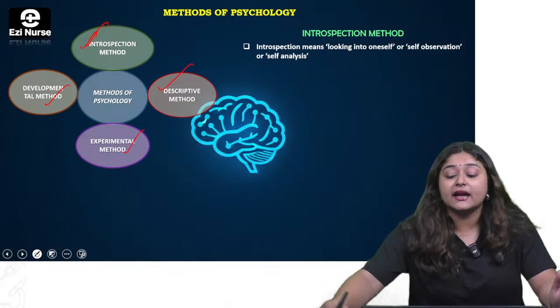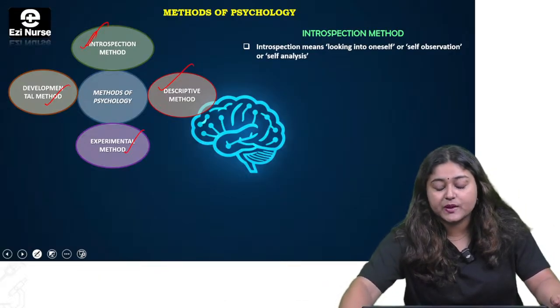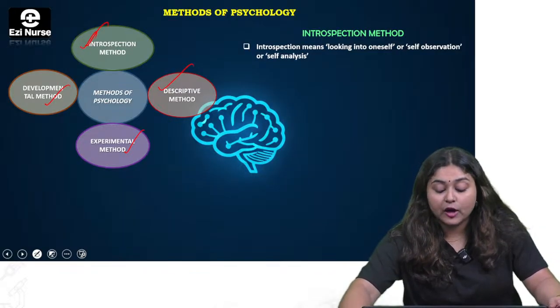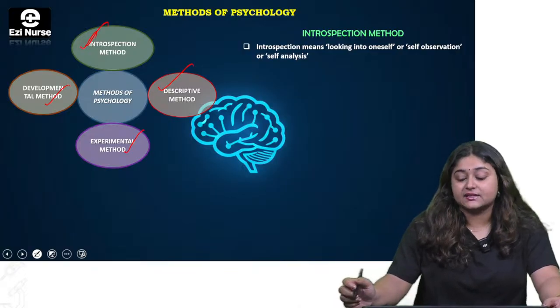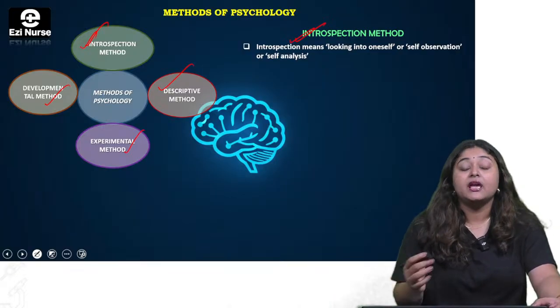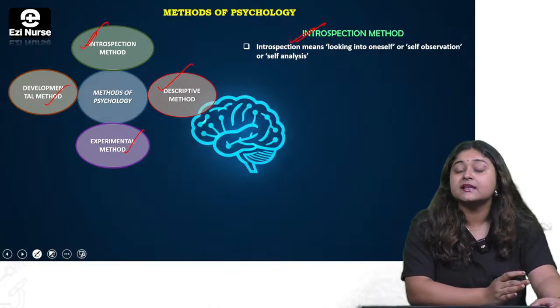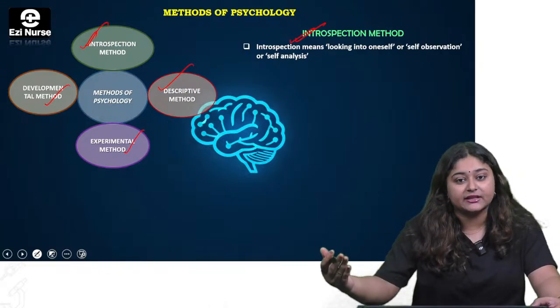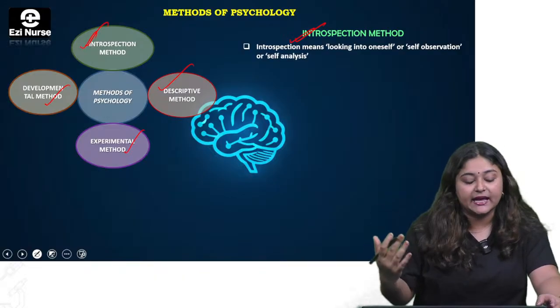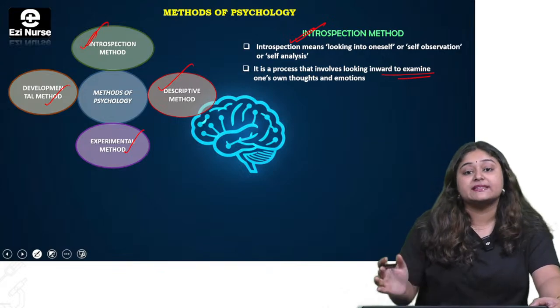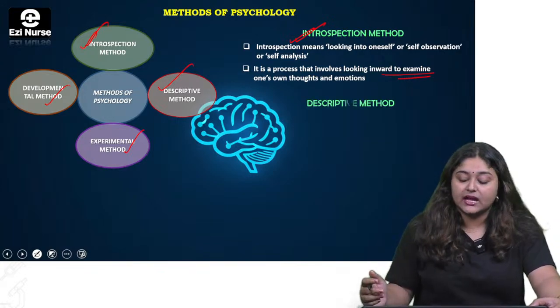Introspection means looking at oneself, or self-observation, or self-analysis. So that is called the introspection method. It means by yourself only, you are assessing yourself: why you are behaving like this, where you have to improve your character, why you have to improve your behavior. Next, it is a process which involves looking inward for examining one's own thoughts as well as emotions.